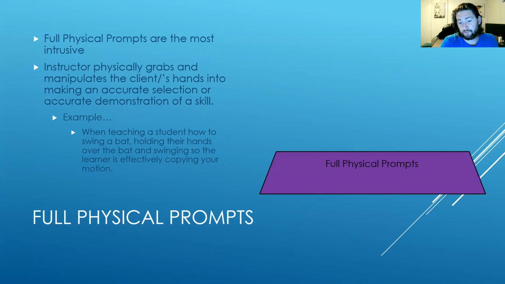Finally, and most intrusively, are full physical prompts. These are very similar to partial physical prompts. However, the difference is that full physical prompts involve the instructor manipulating the learner's hands to make the right movements rather than just simply nudging or touching. This physical manipulation of the learners to complete the desired behavior is commonly referred to as hand-over-hand prompting because of how you are literally going to be working hand over hand, manipulating their hands to complete the steps.